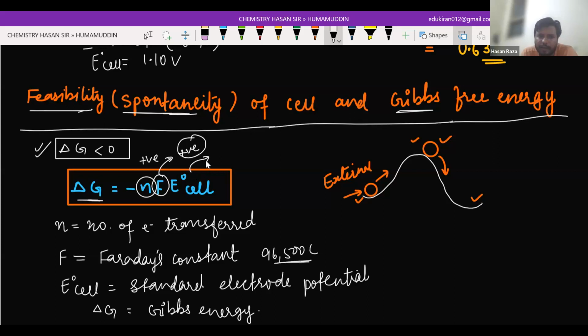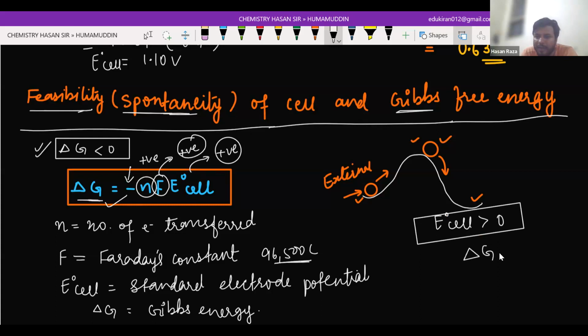Now, always remember that if E naught cell is greater than 0, then this delta G naught after multiplying by this formula will be lesser than 0, and hence the cell will be feasible. Are you getting my point? Because this is positive, this is positive, and this is positive, then these all positive multiplying into negative becomes negative.